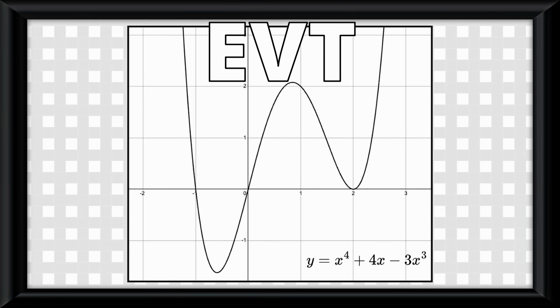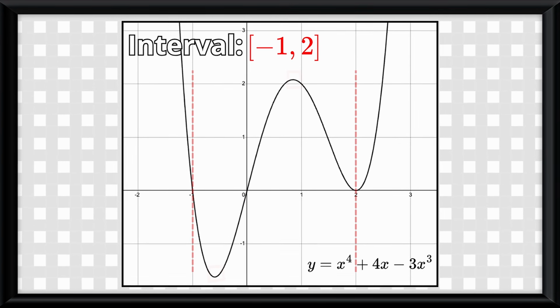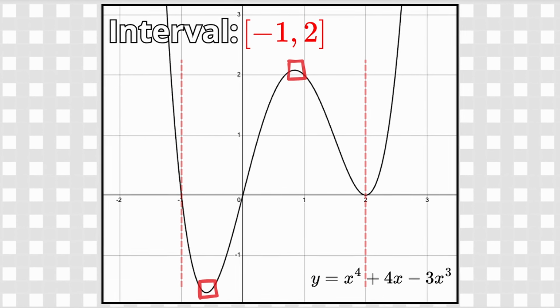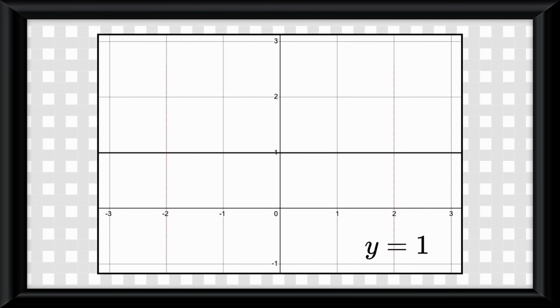And finally, the extreme value theorem says that if a graph is continuous on an interval, at least one maximum and minimum has to exist on that interval. And yes, this also applies to a perfect horizontal line, because in that case, every single point would be considered a maximum and minimum. And you don't necessarily need to solve for what these theorems prove.